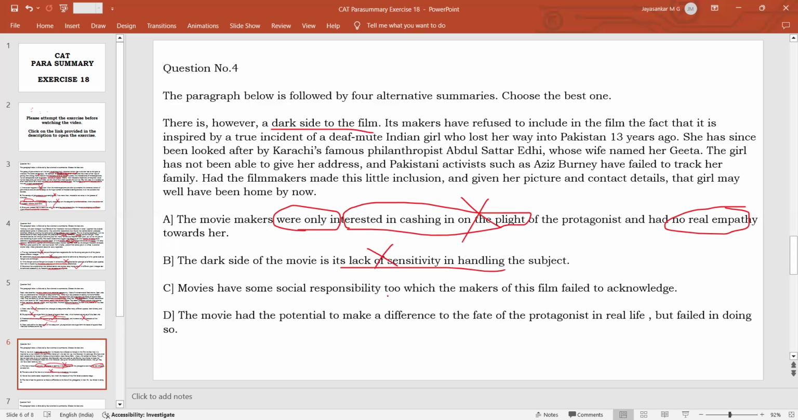Option C, movies have some social responsibility too, which the makers of this film failed to acknowledge.